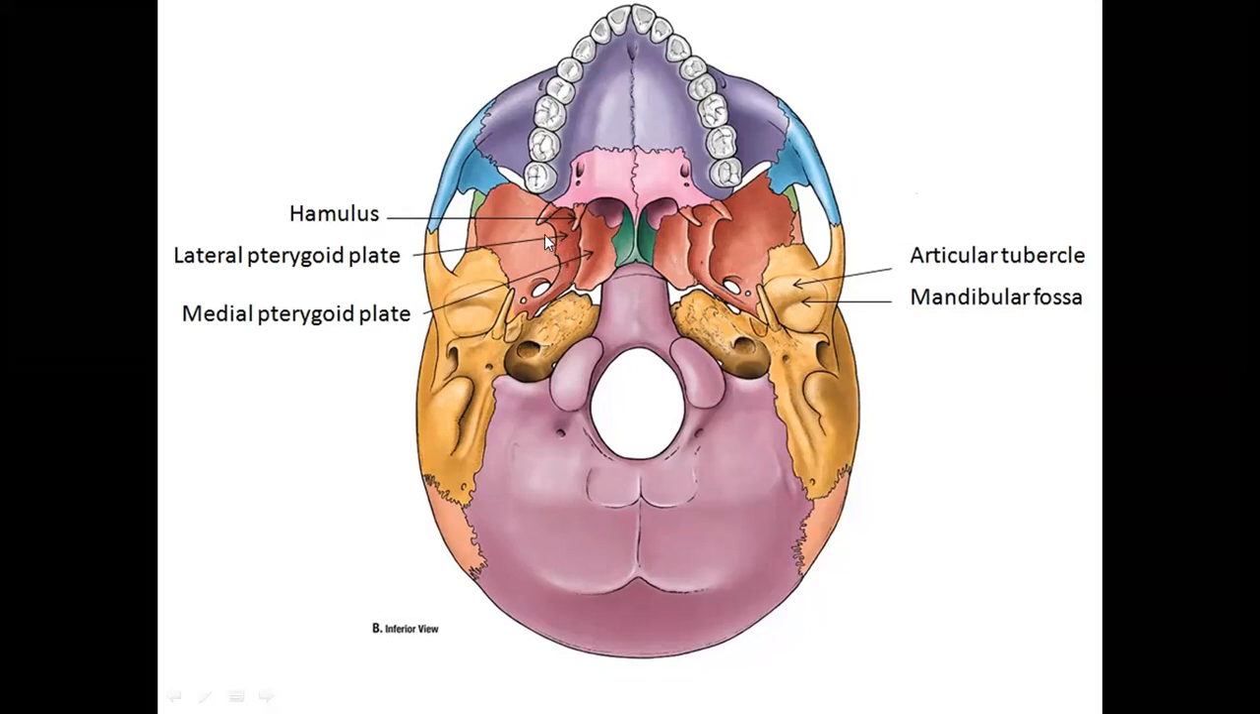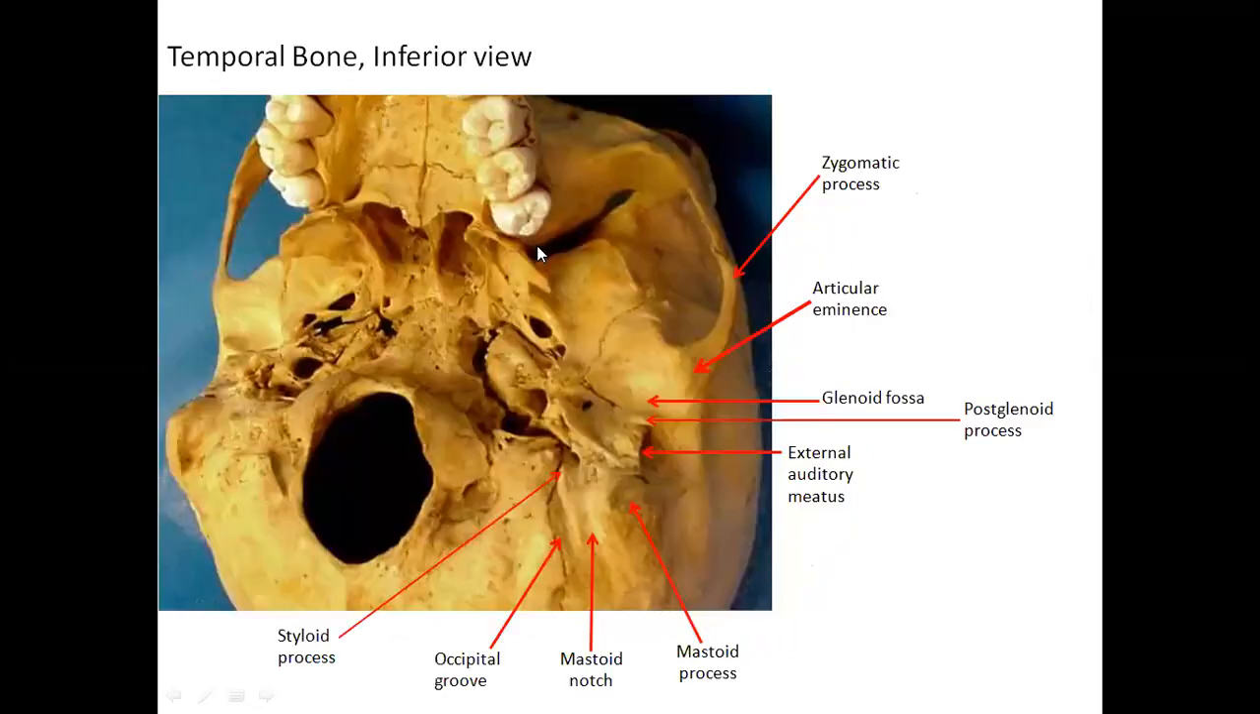I am helping you get oriented with these names because there are two more fossae that form boundaries, the infratemporal fossa and the pterygopalatine fossa. These names we will come across. These two plates are also seen from the lateral view. We have the lateral pterygoid plate and the medial pterygoid plate. From these plates there is a projection called the pterygoid hamulus. This much you remember for now.